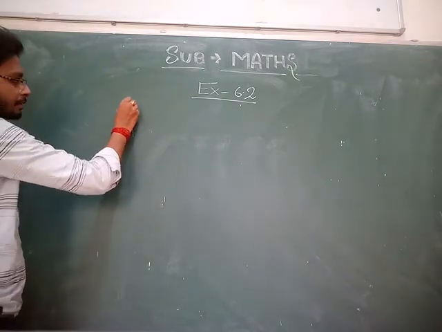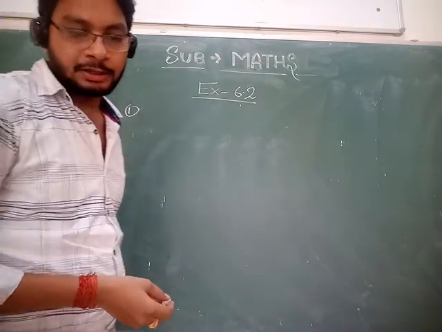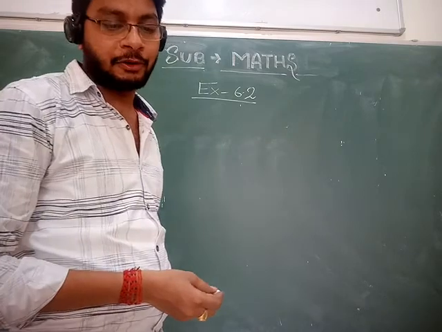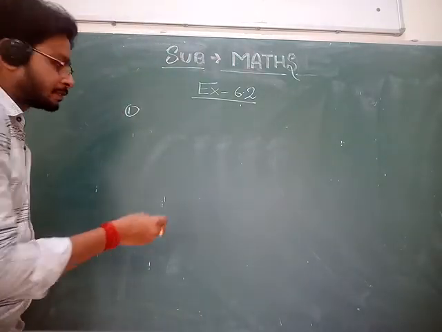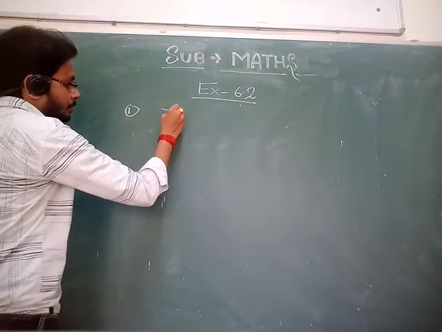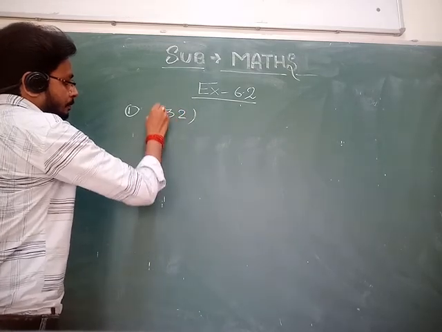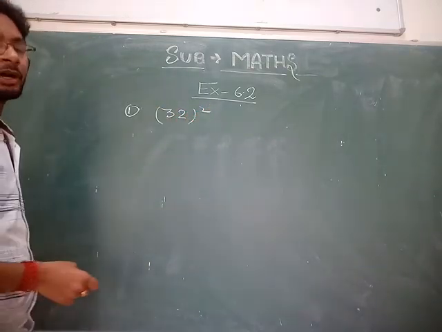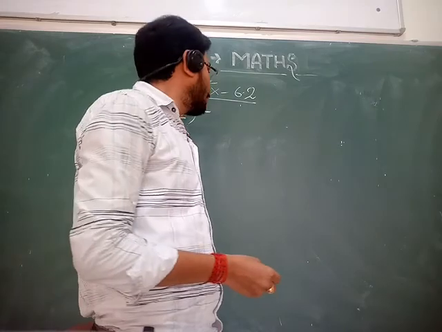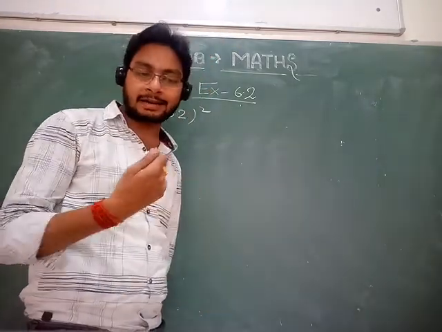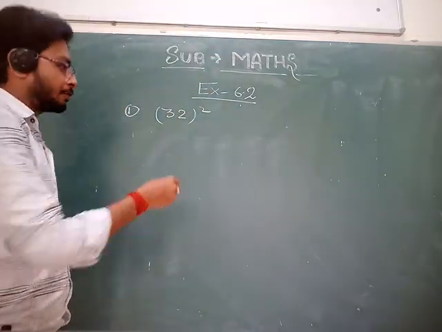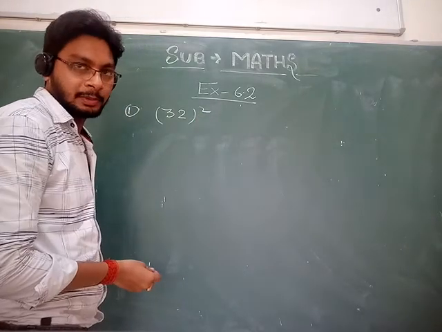Question number 1. In this question, you have to find the square of the following numbers. 32 square. You have to find the square of 32. So how will you find it? Without directly multiplying, you have to solve it. आपको directly multiply किए बिना इसको solve करना है.